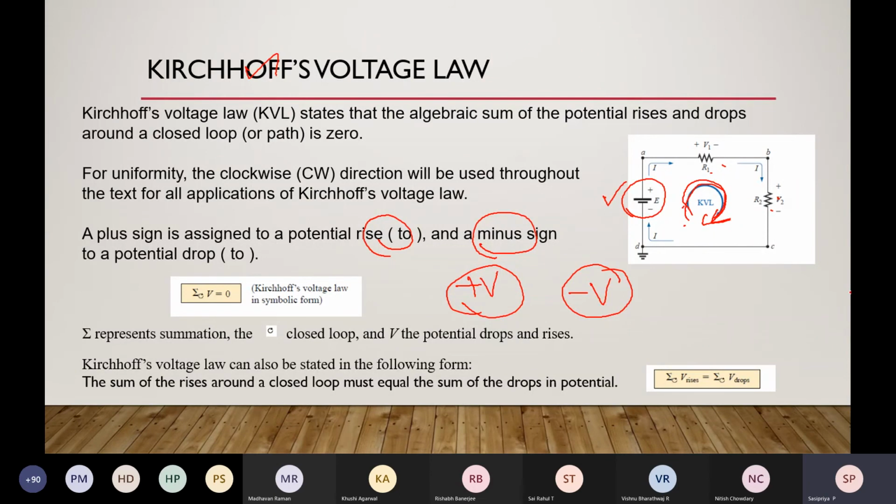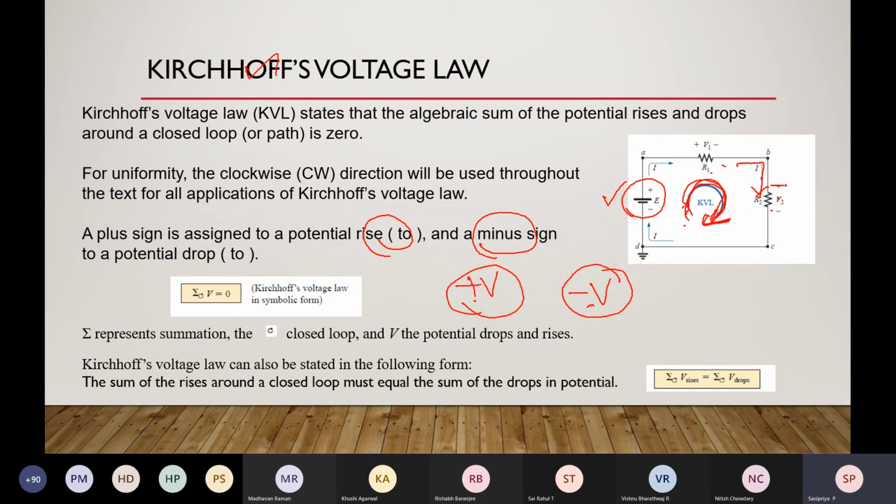Okay, so we always try to assume the current direction in clockwise, and we are going to assume the positive polarity for the voltage rise and negative polarity for the voltage drop. Now what is this voltage rise and voltage drop? I have the current flow. Always the current will flow from higher potential to the lower potential.